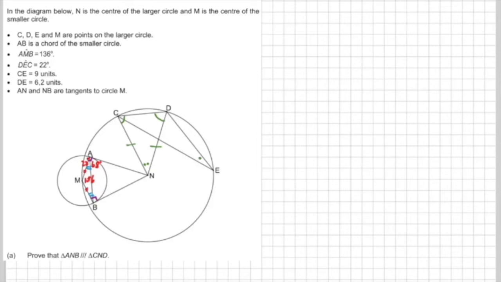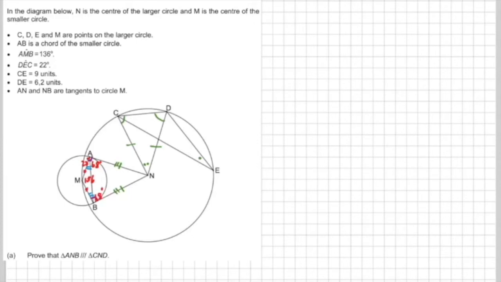Theorem 6, or Theorem 7, I've done now. Theorem 8 says if I've got two tangents from the same point, they are equal in length. Let me just put an extra little line there, just so that you don't get confused that I'm using double lines more than once. But that also means now that angle ABN is also 68 degrees because there's another isosceles triangle.